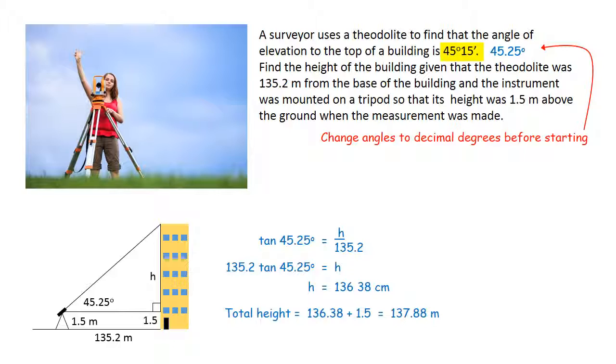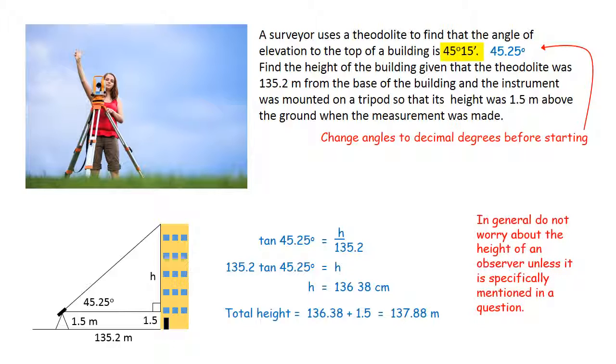In this question, we had to consider the extra height of the theodolite because we were particularly told about it. But in most questions, where you have an observer involved, there's no need to consider the height of the observer unless you are particularly asked to.